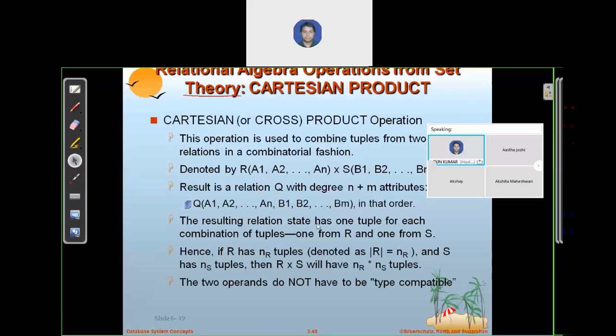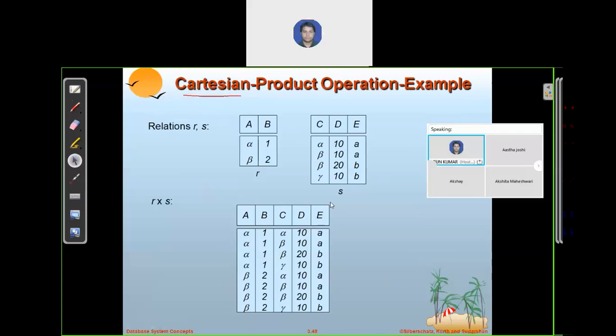There are several properties. What are the properties? First, the number of records in the resultant relation will be the cardinality of the first relation times the cardinality of the second relation. Cardinality means the number of records in that table. And the number of attributes in that relation will be the degree of relation R plus the degree of relation S.